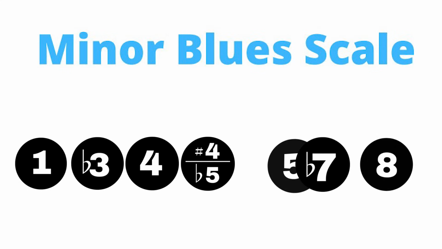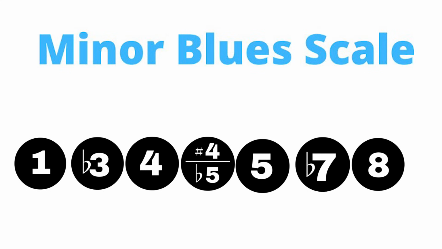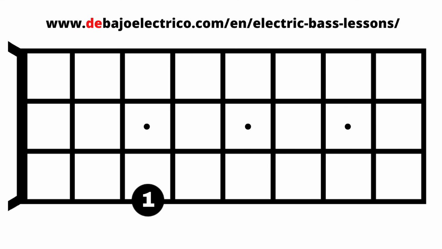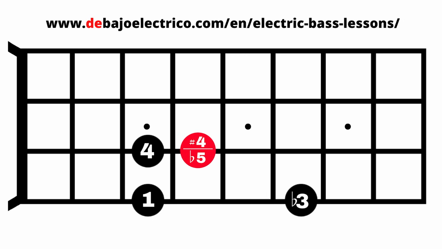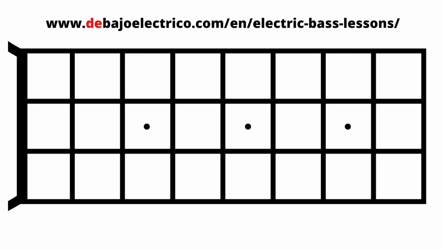Now, let's study the intervallic of the blues scale. The blues scale is formed by the tonic, or first, a minor third, a perfect fourth, an augmented fourth, or diminished fifth, the blue note, a perfect fifth, and a minor seventh, 1 tone away from the octave. Let's play the minor blues scale one more time.